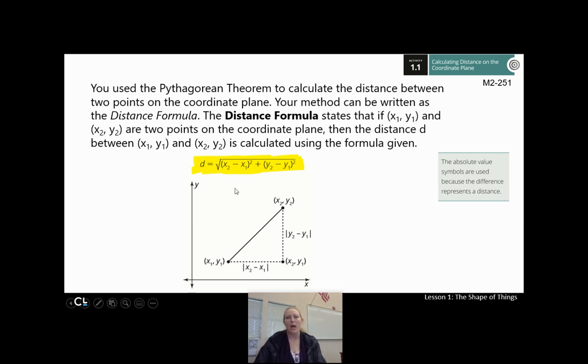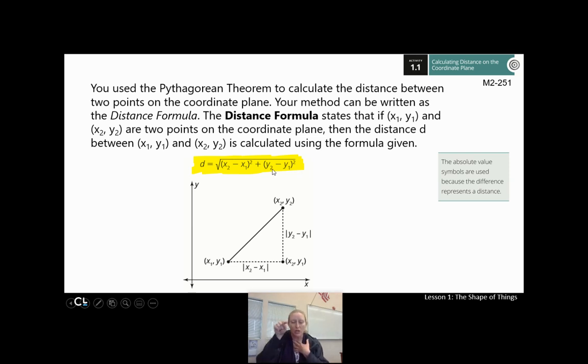We didn't do the subtraction part, right? We just counted to figure out how far down, and we counted to figure out how far over, right? So this is basically what we're doing here. We're counting to figure out how far over, but we're subtracting our x coordinates to help us do that. And we're counting to figure out how far down, but we're subtracting our y coordinates to do that instead.